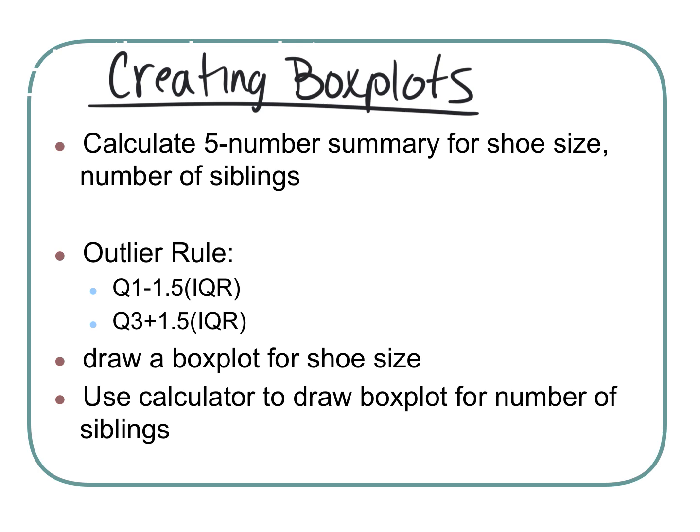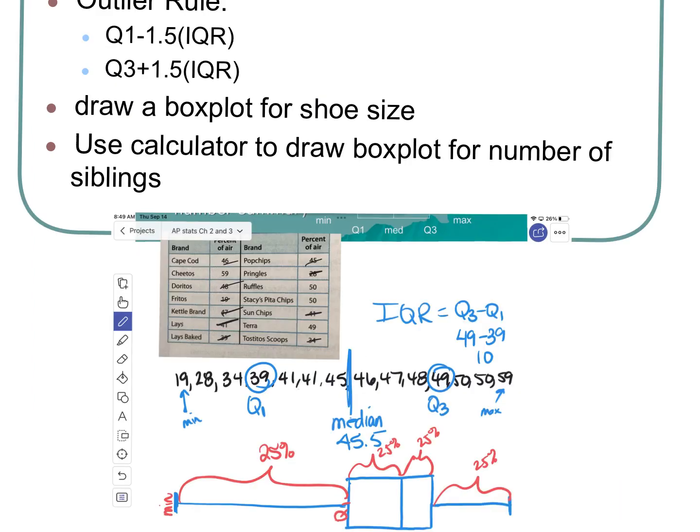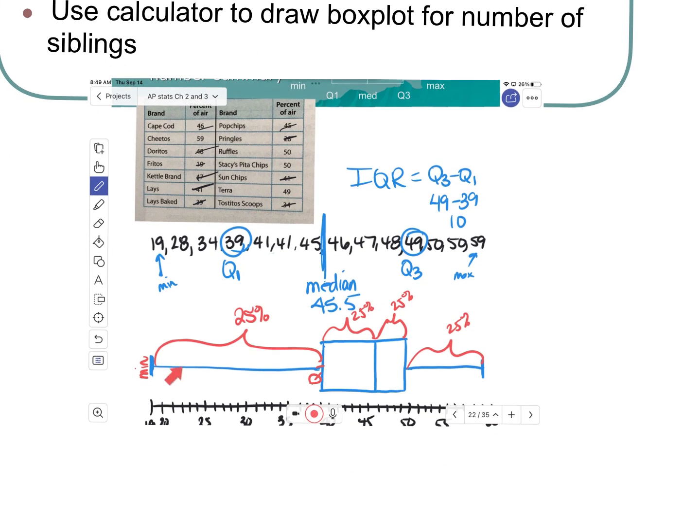Okay, what did we do? We did the chip example, right? Yesterday we looked at the percentage of air in bags of chips. We think there was an outlier, right? Based on our box plot, we think this 19 is an outlier. It's pretty low compared to the rest of them. And how do we know for sure?